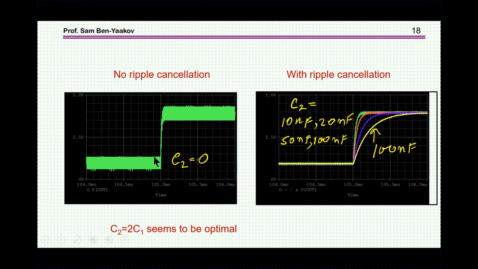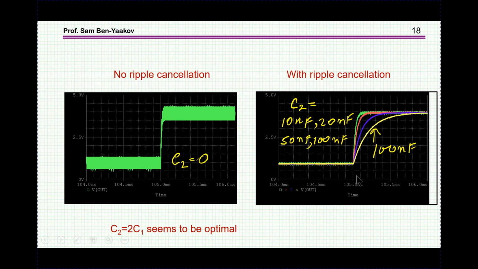We see here the original performance when there is no ripple cancellation. That is, C2 is equal to 0. We see quite a bit of a ripple here. Step response is pretty good, but the ripple is really killing you. It's just too much. And then I've changed C2 to 10 nanofarad. This is 1 to 1. This is 2 to 1. C2 is twice C1. And then 50 and 100 nanofarad for C2.